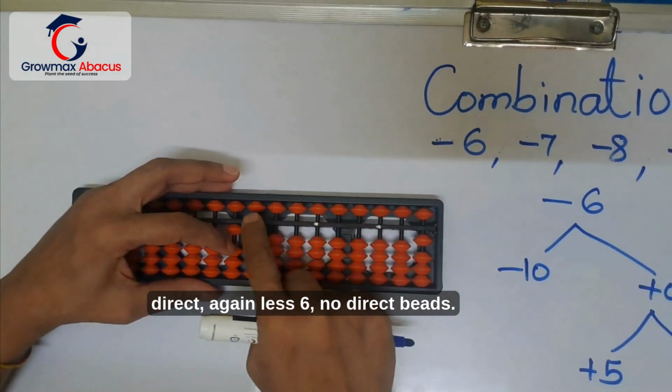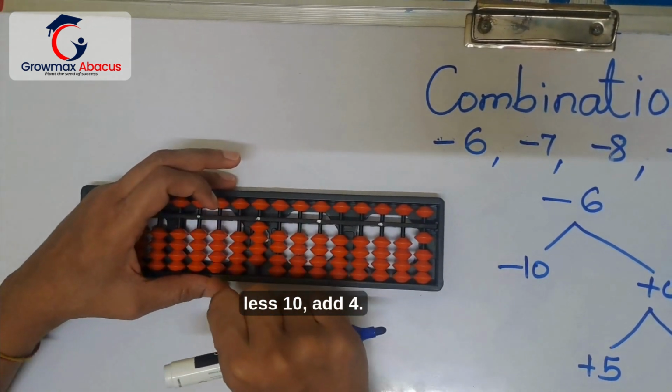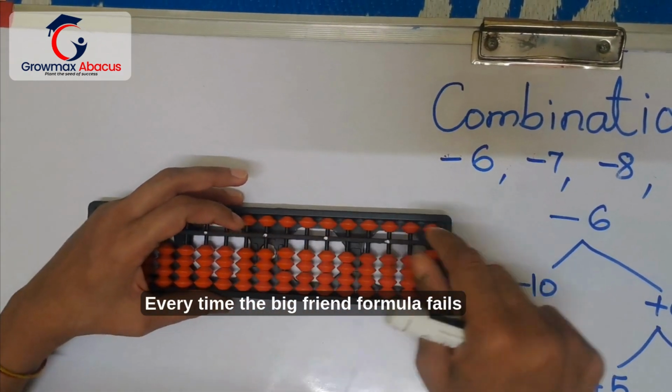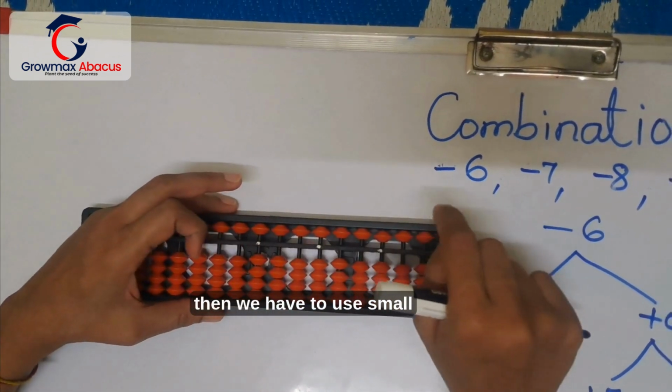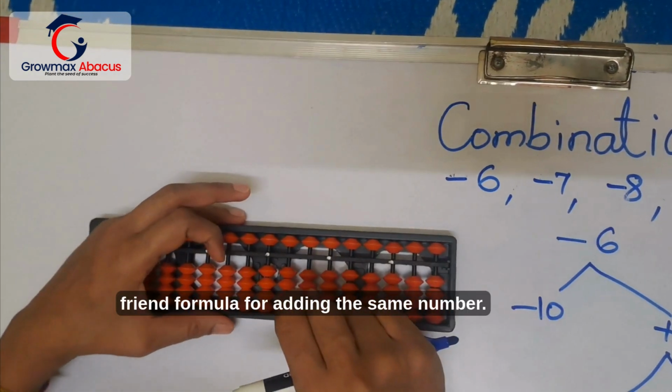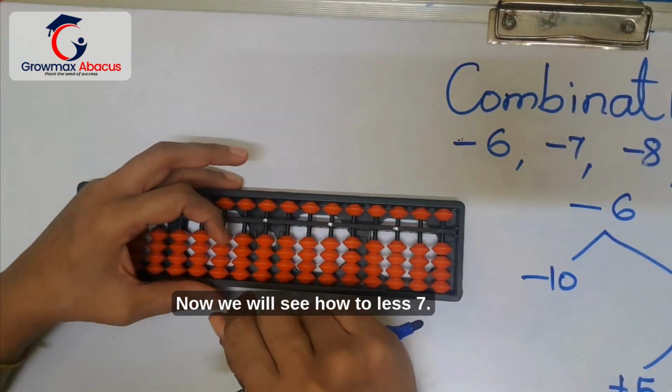Again less 6, no direct bits. Then I will use big friend formula, that is less 10, add 4. Every time the big friend formula fails to add the friend, then we have to use small friend formula for adding the same number.